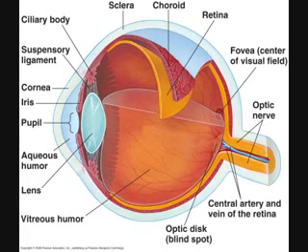Vitreous humor. The vitreous humor is the jelly-like substance that fills the posterior cavity behind the lens. The pressure exerted by the vitreous humor helps maintain the shape of the eye, as well as keep the neural layer of the retina pressed against the pigmented layer of the retina.